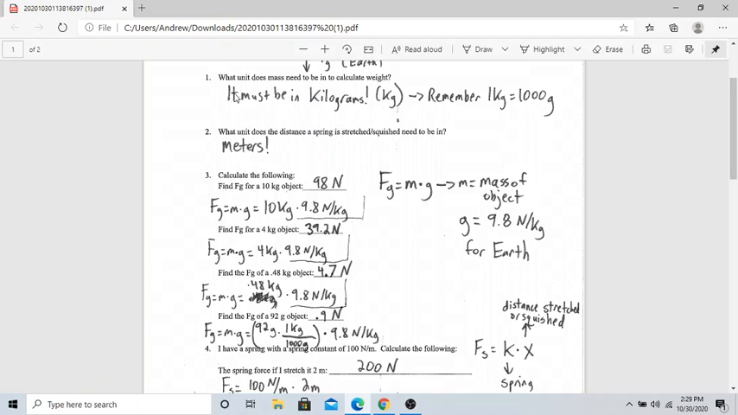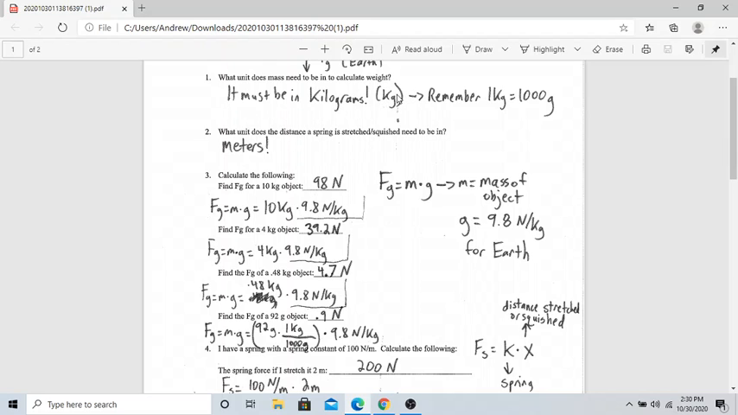These first two questions say, what unit does mass need to be in to calculate weight? We talked about this at the end of the lab, in our notes section, but just to remind ourselves, to calculate weight correctly, we need to make sure the mass is measured in kilograms. Usually it's not a problem.